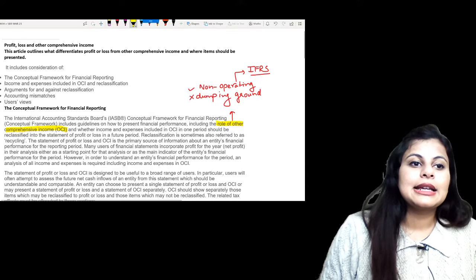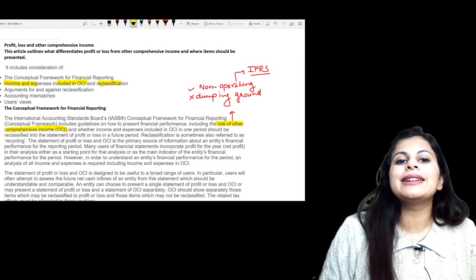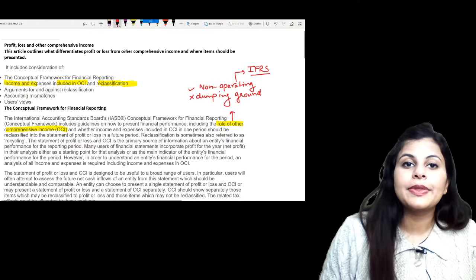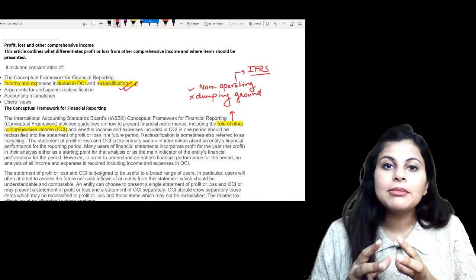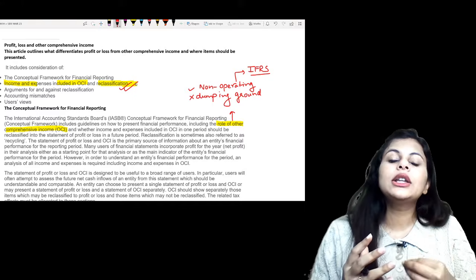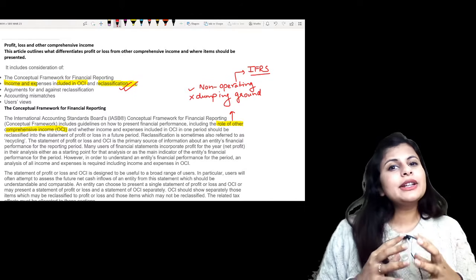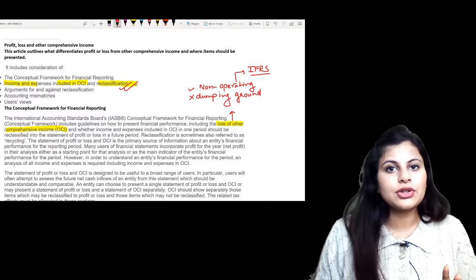That is income and expenses included in OCI and reclassification. Reclassification of the income, profit or losses that you have recorded in your other comprehensive income. So let us first understand what basically this reclassification is.